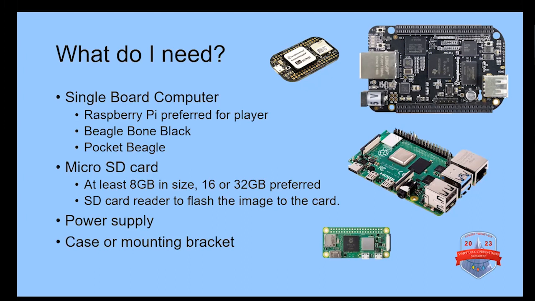Most of the content that will be on your FPP as a player, all your sequences and your media files, for most residential shows, a 16 or 32 gig size card is going to be more than enough for your shows. You also need an SD card reader or some way to take that micro SD card to your computer so you can initially install the FPP software through what we call an imaging process that we'll go over.